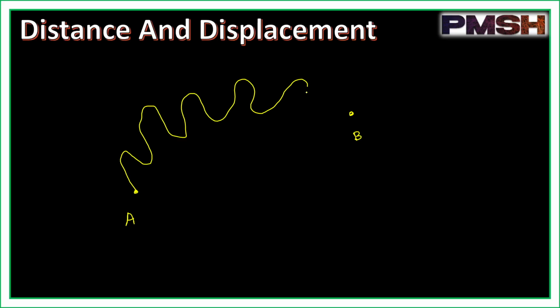I'll tell you. Suppose a body starts from point A and it is traveling to point B, and let us say that the body has traveled like this. Clear? Then the total path length will be this path, right? The total path length is called distance. This total path length will be called the distance traveled by the body.